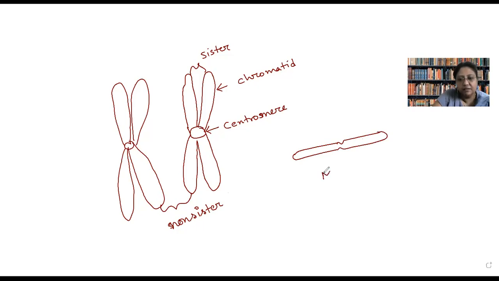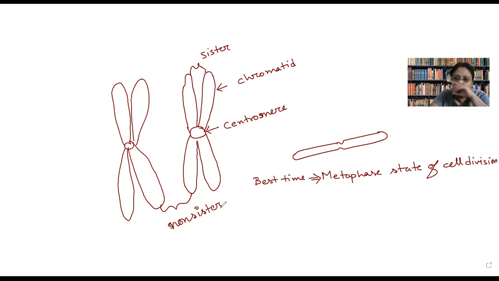The best time to study the structure of a chromosome is the metaphase state of cell division. So the metaphase state of cell division is the best time to study chromosomes. Why? Because at metaphase, cells are about to divide the genetic material. उसके जो genetic material है, it is just about to divide into 2 different parts. क्योंकि कल हमने डिस्कस किया था कि at the time of cell division we require them to coil. So that is why at this stage we can clearly see the chromosomes.